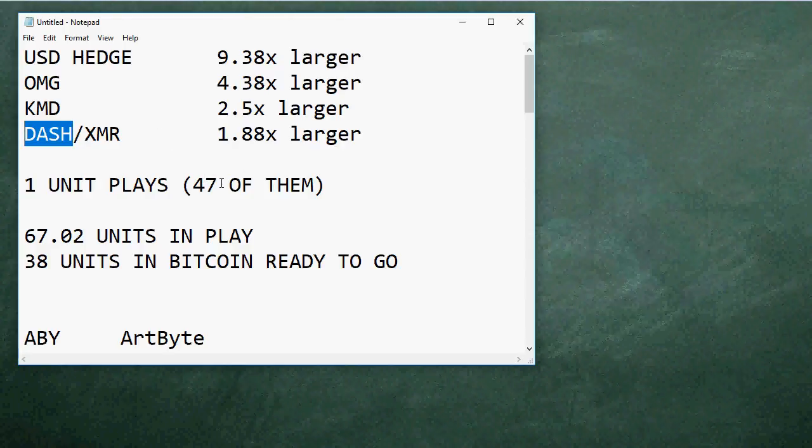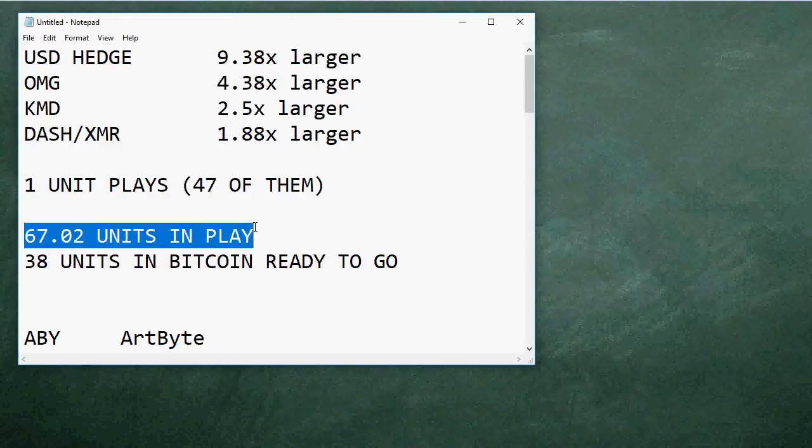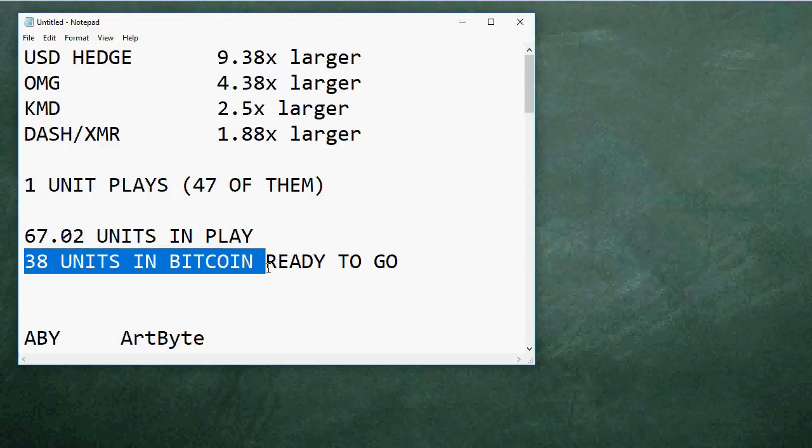I have 47 of them in total. So 47 plus 3.75 plus 2.5 plus 4.38 plus 9.38 means I have 67 units in play. I have 38 units in Bitcoin ready to go whenever I have to buy any of the coins.